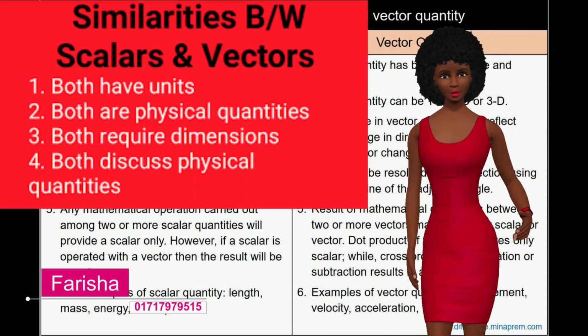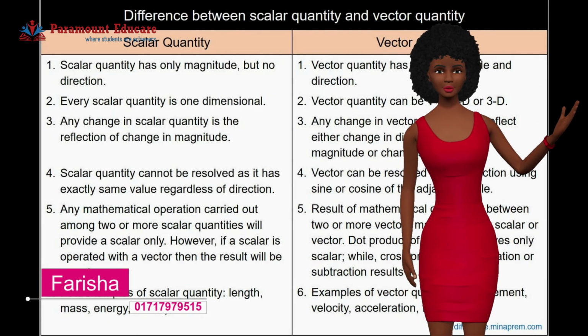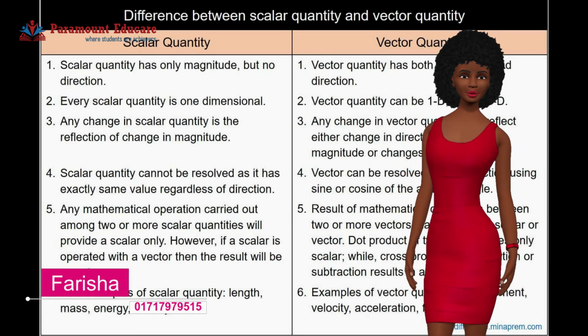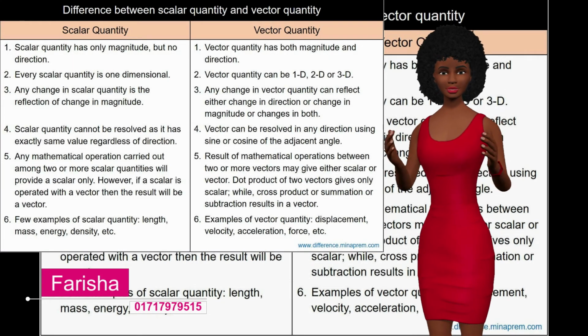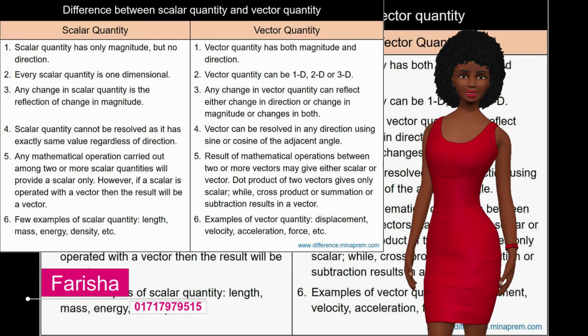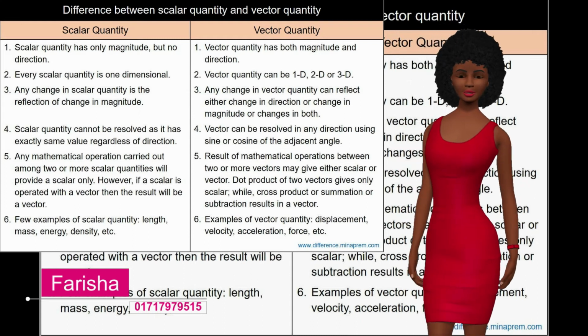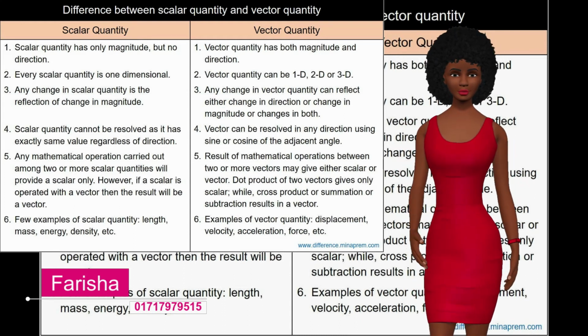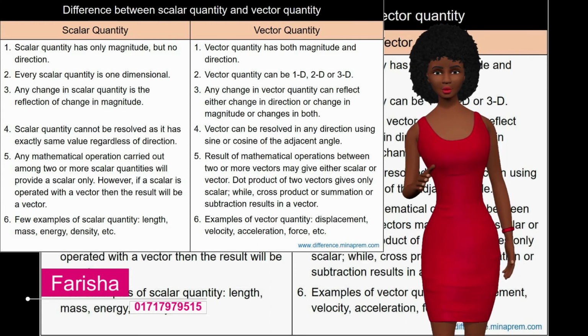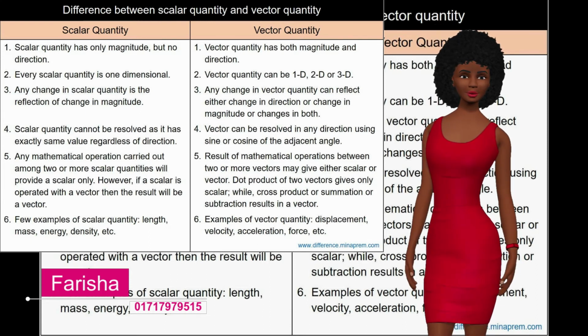Differences between scalar and vector. Scalar quantity, vector quantity. A scalar quantity has only magnitude, but no direction. Vector quantity has both magnitude and direction. Every scalar quantity is one-dimensional. Vector quantity can be one, two or three-dimensional. Any change in scalar quantity is the reflection of a change in magnitude. Any change in vector quantity can reflect either change in direction or change in magnitude or changes in both.